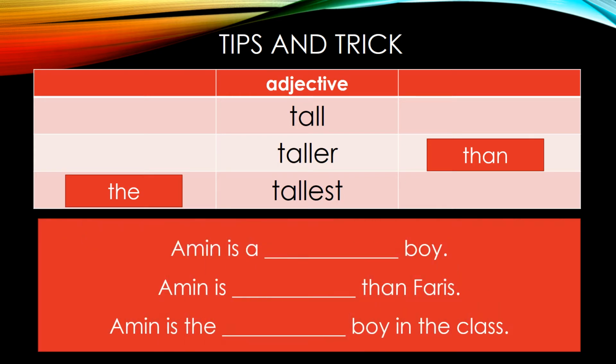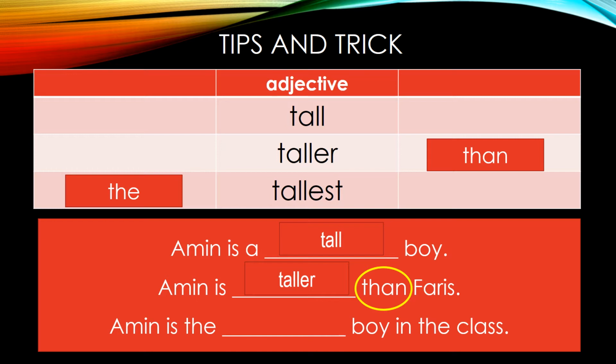So the first one is: Amin is a blank boy. There is no keyword here, so the answer is in root word form, which is tall. Second, Amin is blank than Faris. As you can see here, there's the word "than" after the blank. So the answer must have ER. It means we are comparing Amin and also Faris.